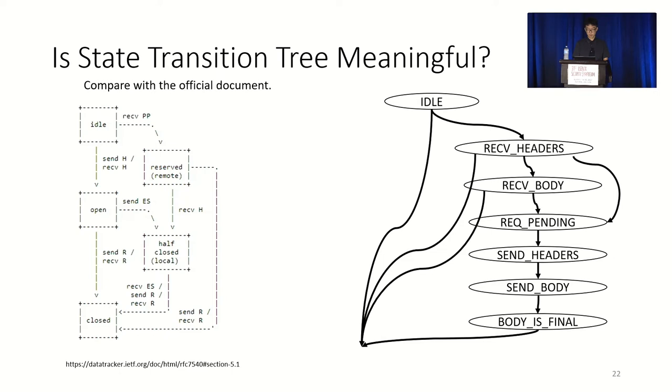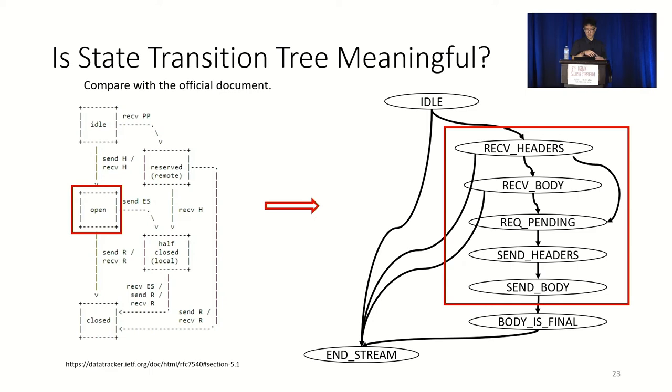Firstly, the document defines the idle state, and we can see we also have the idle state. And then it defines the open state. And here in our tree or graph, we have a more fine-grained state sequence. Receive header, receive body, they also mean the open state in the document. And then the document defines half-close, which we have a similar body as final. And then finally, we all have the closed state. Comparing with the official document, we can see our state transition tree is meaningful to represent the protocol document state machine.